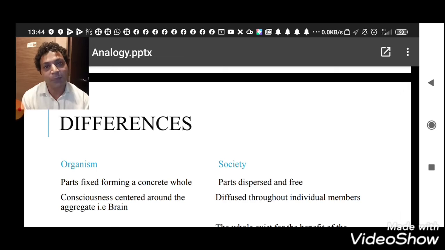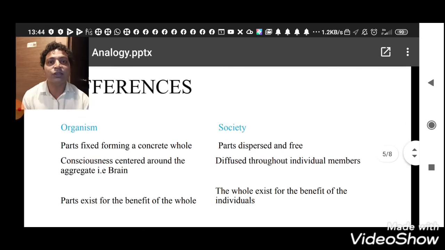Nevertheless, Spencer did speak of the differences, and the differences here are: in an organism, the parts are fixed, forming a concrete whole. So in an organism, you will find that all these parts of the body are linked together to the whole. But in society, the parts are dispersed and free. All parts are not attached directly to the whole. Next, you will see the consciousness is centered around the aggregate, such as the brain. So in an organism, there is a central locus, that is the brain, that somehow combines everything together into one, and it controls everything. But in society, you find everything diffused through the individual members.